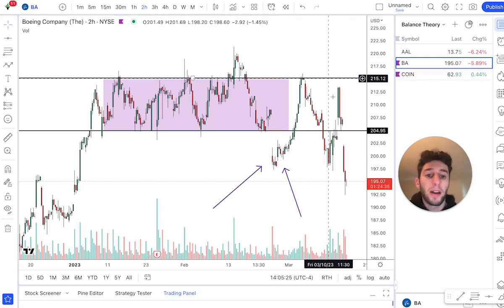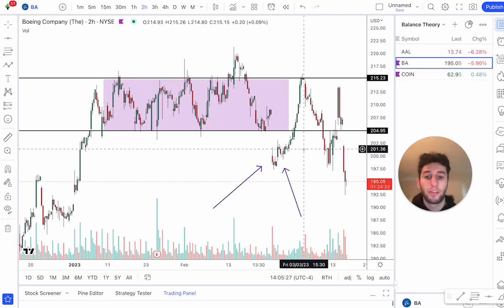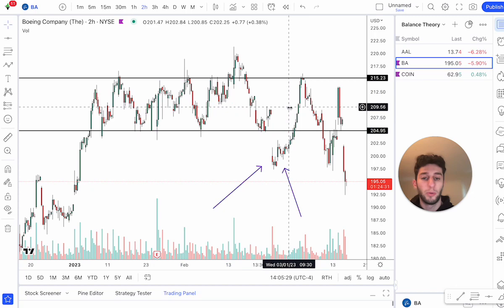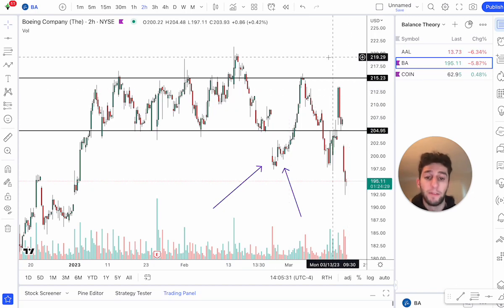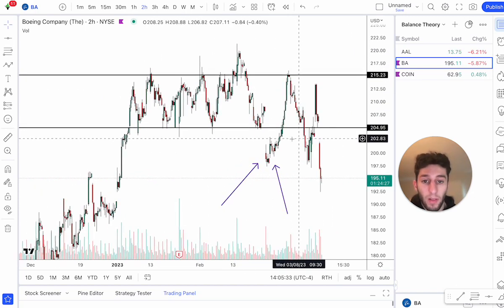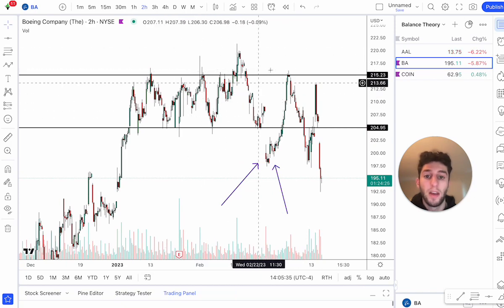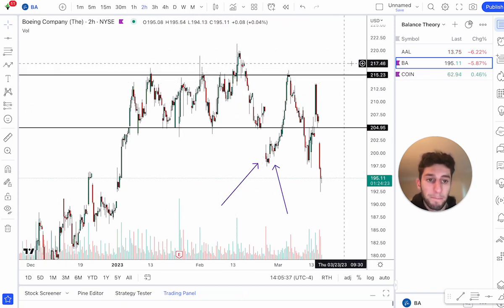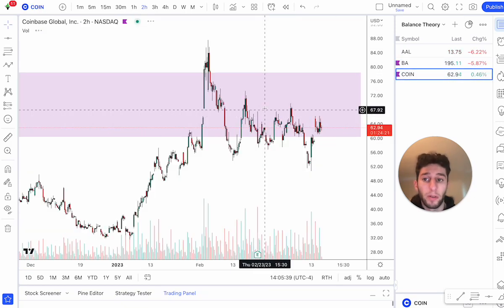And this keeps on happening. Price just keeps doing this. That's all price is doing. It's just a rotation between buyers and sellers. And if you're able to identify this, you can make a lot of money simply just trading the edges and the ranges, okay? Let me show you another example on Coinbase, right?